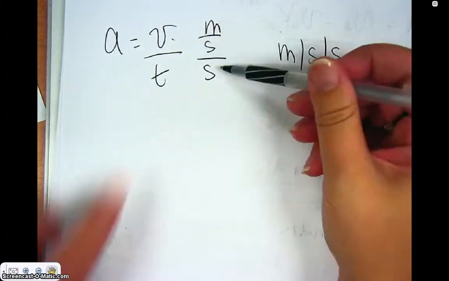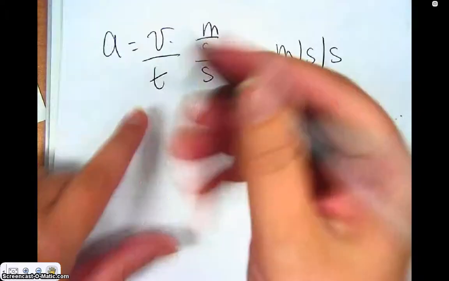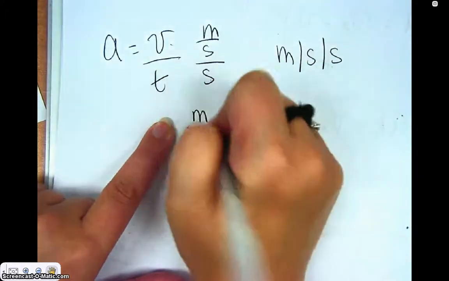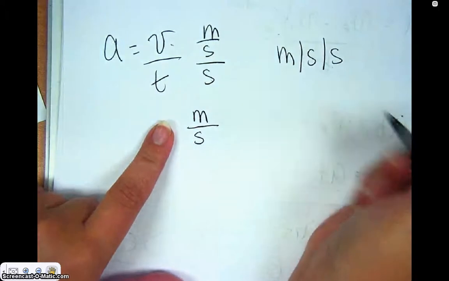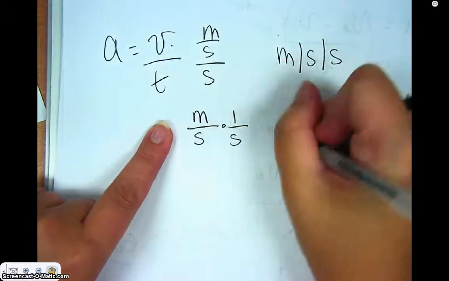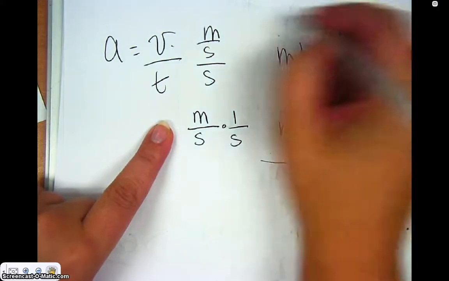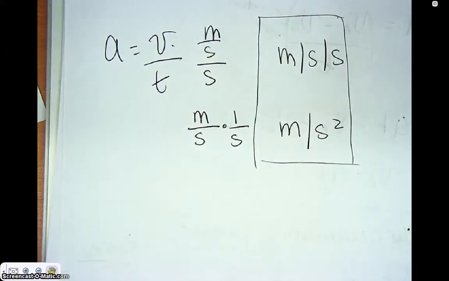But also we can take this, and remember this is seconds, so if we divide by a number we can invert and multiply. So it's the same as saying meters per second times 1 over seconds. So that also gives us meters per second squared. So these are the units for acceleration.